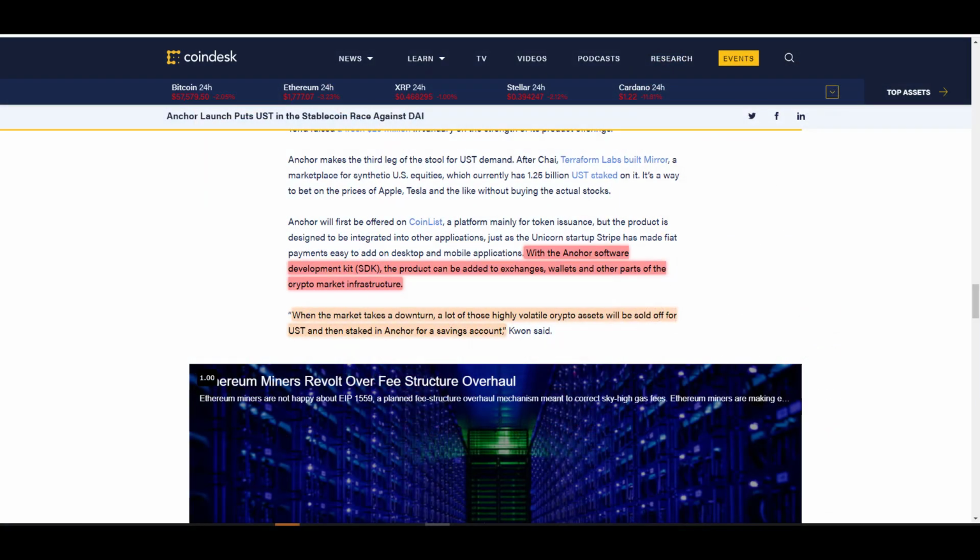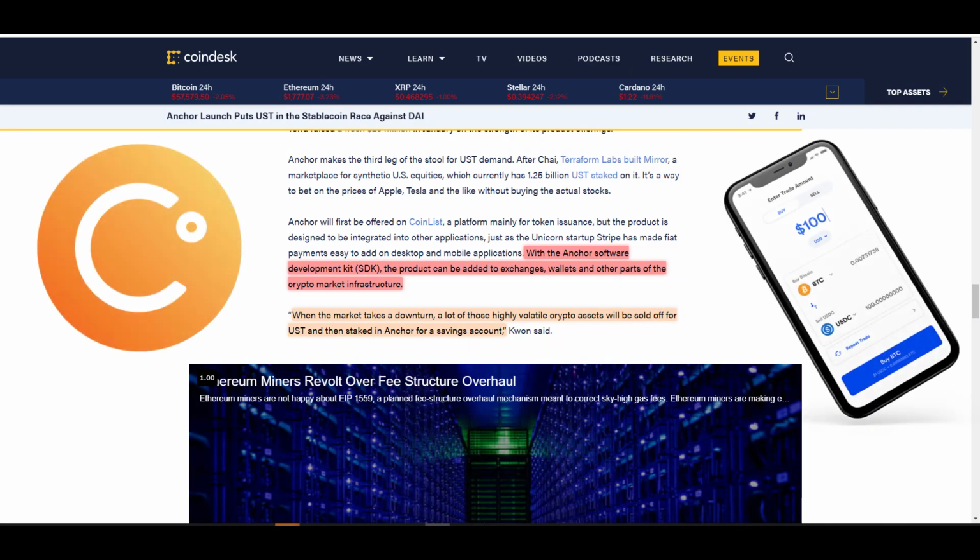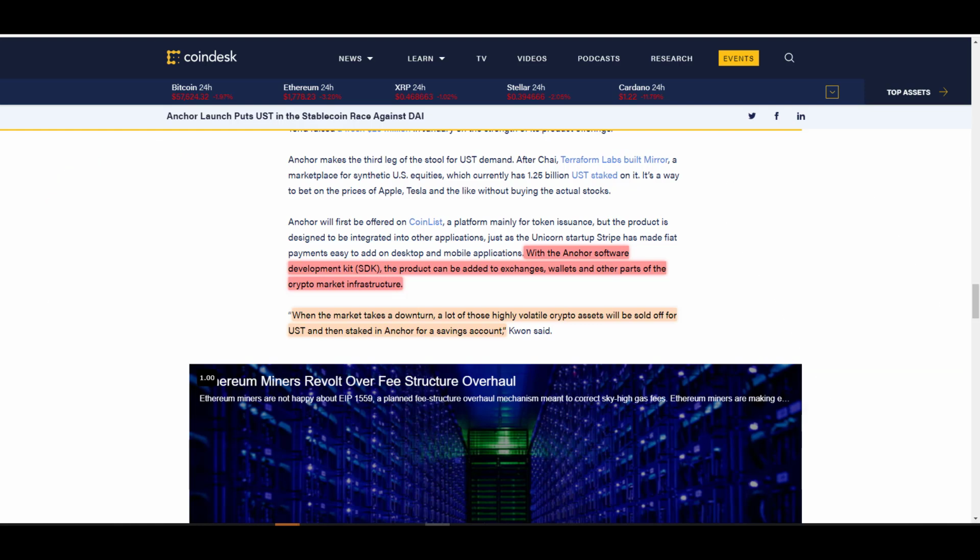And who knows, if they're able to lure in a lot of deposits and centralized lending platforms like Celsius and BlockFi can't compete, they might be forced to integrate Anchor protocol on their backend and offer the service to their users. This way, instead of earning a rate that fluctuates between 8 to 12% on their USD, they can earn over 20% interest on their USD.